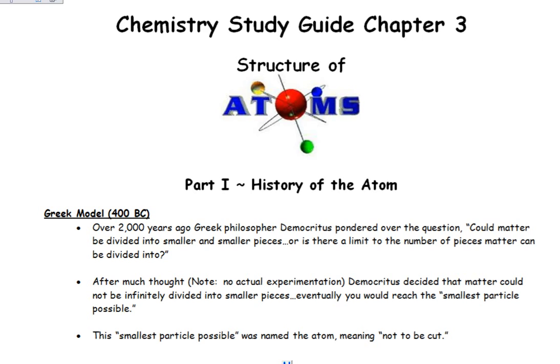So way back in time, the Greek philosophers sat around. I assume they didn't have a whole lot to do. They didn't have laboratories or anything like that. So one Greek philosopher in particular, Democritus, pondered over the question, could an object be divided into smaller and smaller pieces? Or at some point is there a limit to the amount of times that I could cut something in half?